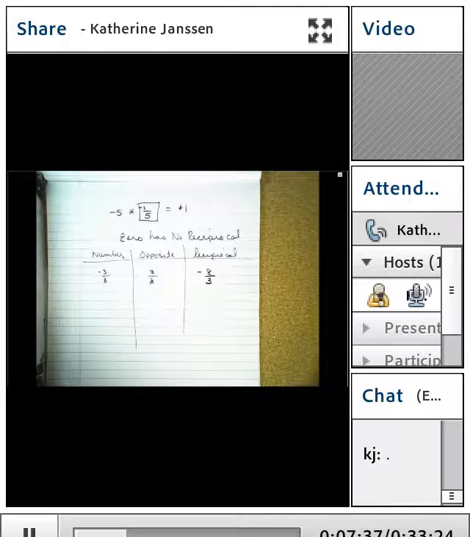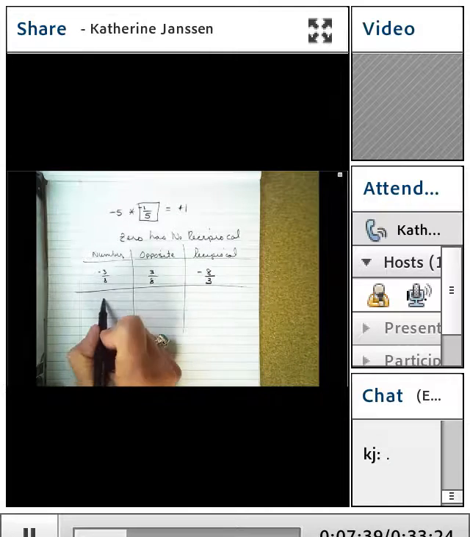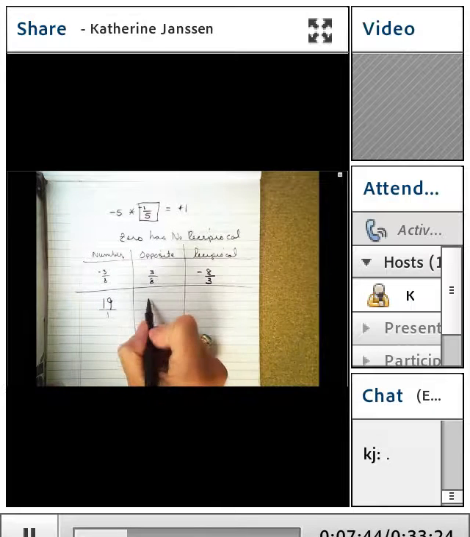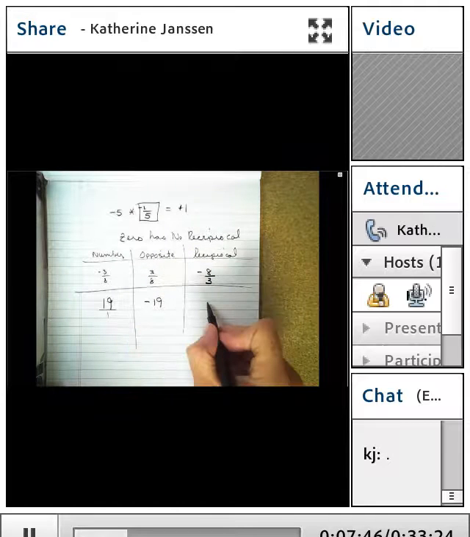19. Well, 19 is a whole number, 19 over 1. Its opposite would be negative 19. Its reciprocal would be 1 over 19, and we keep the sign, so it's positive.